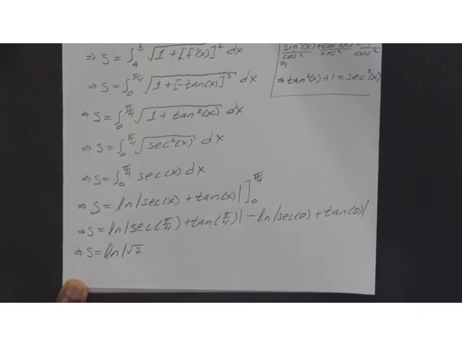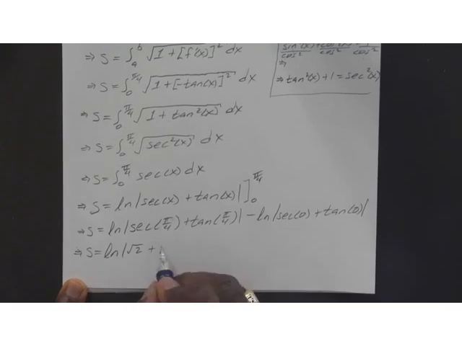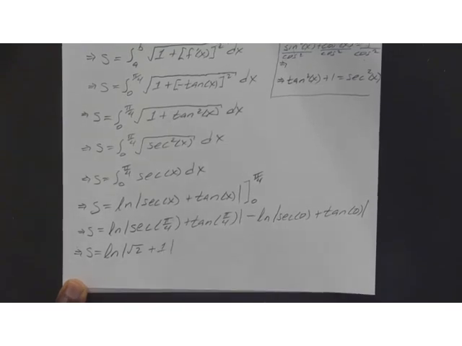Okay, so if we simplify this, we know this has natural log of secant of pi over 4, which is square root of 2, plus tangent of pi over 4, which is just 1, minus the natural log of secant of 0, which is 1, plus tangent of 0, which is 0.